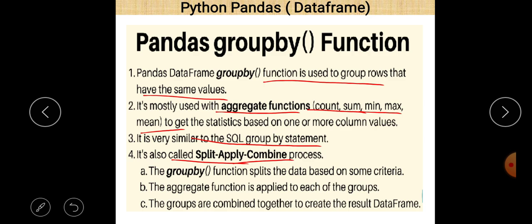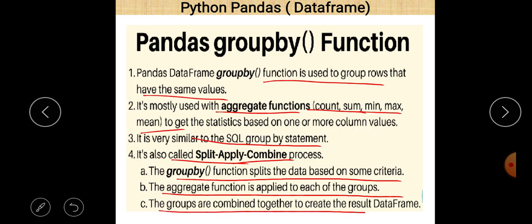So the group by function splits the data based on some criteria first, and then the aggregate function is applied to each of the groups, and third, the groups are combined together to create the result data frame. That's why it is called split, apply and combine.